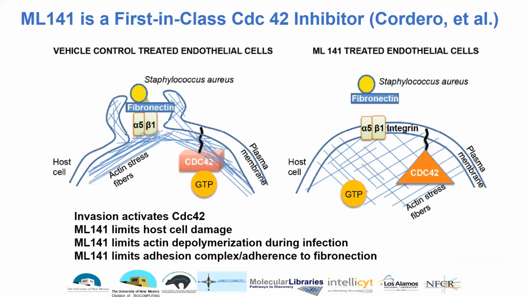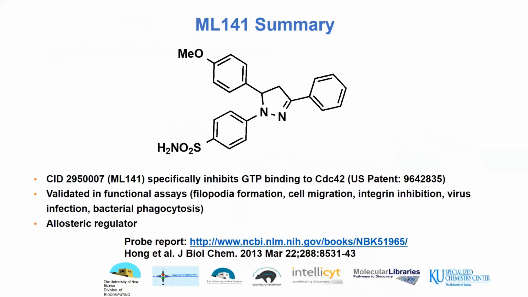potentially through a reduction of the affinity of alpha-5 beta-1 integrin for fibronectin, which is expected to be regulated by CDC42. In summary, ML141 is a selective allosteric regulator of CDC42. The treatment of cells with ML141 results in a number of significant cellular consequences.